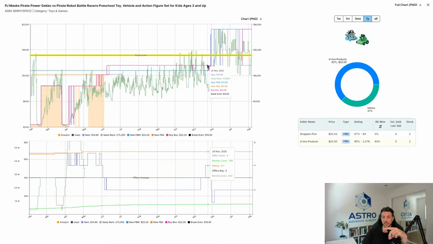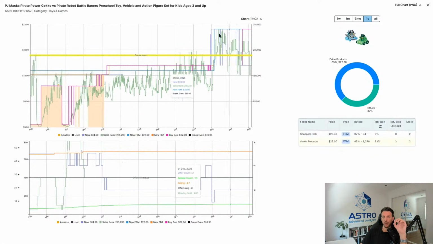Then I want to see these ones here. You see that this product here is a bit of a weird one. My break even is $16.95, and there was an FBA seller at $14.99 just before December. Do I want to mess with this one? It's a question that I have to ask myself.